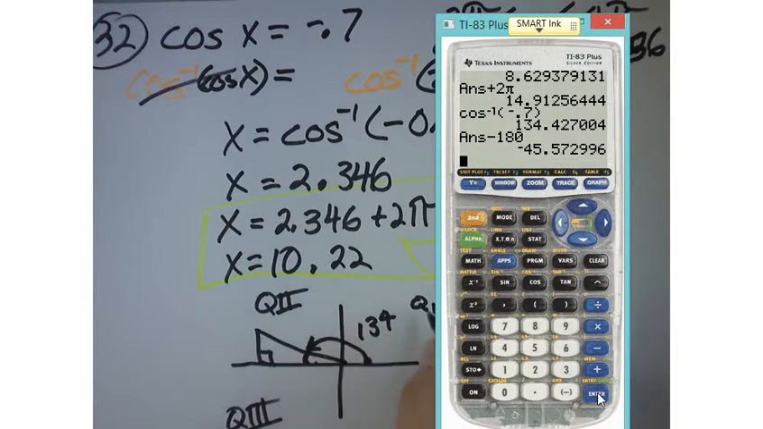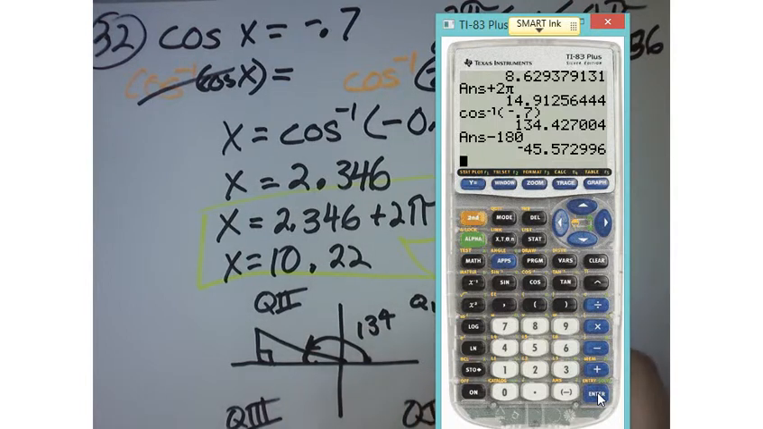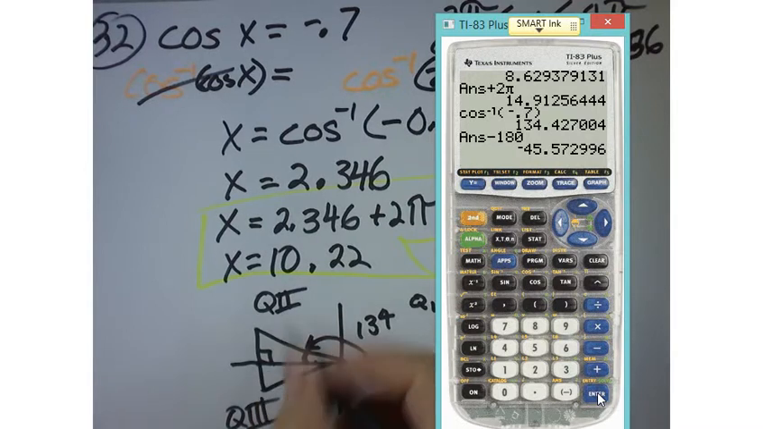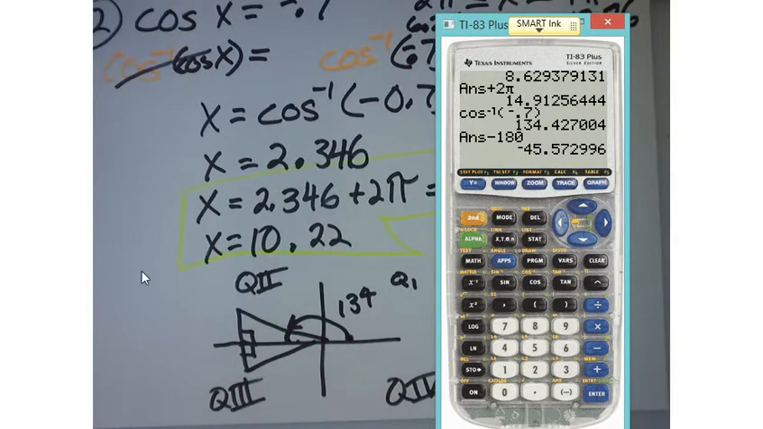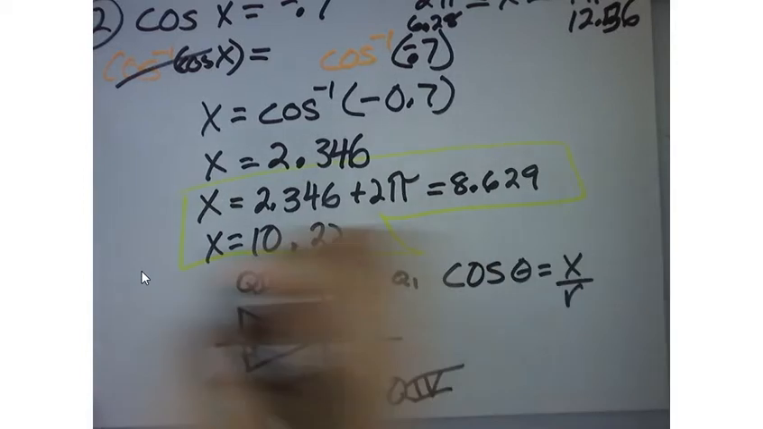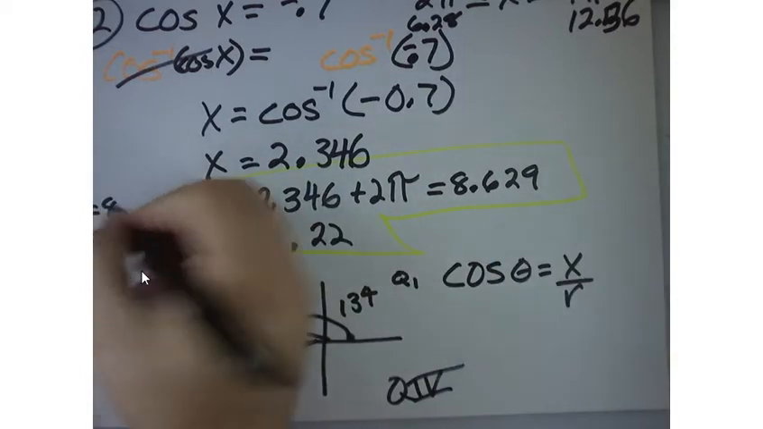So where is cosine negative? If cosine of theta is equal to x over r, where is x negative? In quadrants 2 and 3. So to get the next angle, I would have to add 45 and 45. I'd have to add 90 degrees. Now what's 90 degrees in radians? Pi over 2.